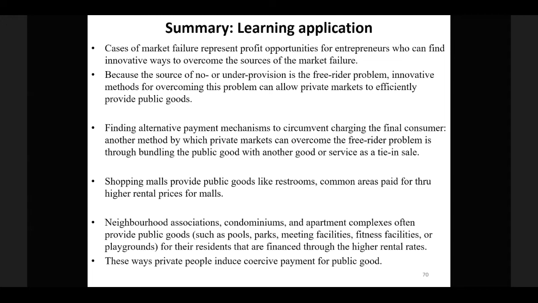So, if you know that for the public good, people will not be willing to pay for it, the free rider problem will be there, then you can produce a public good and add a private good to it and sell them together, tie-in sale, so that the person who is buying the private good will also indirectly buy the public good.